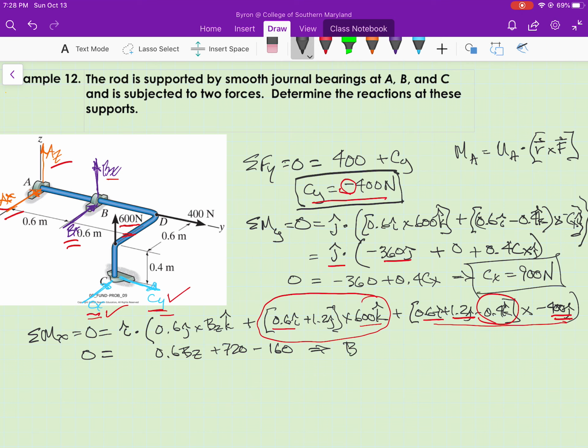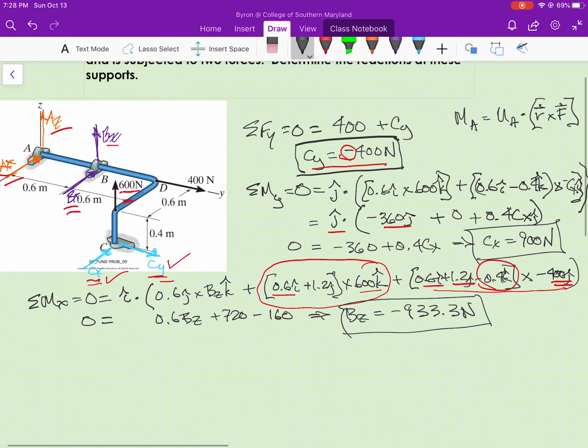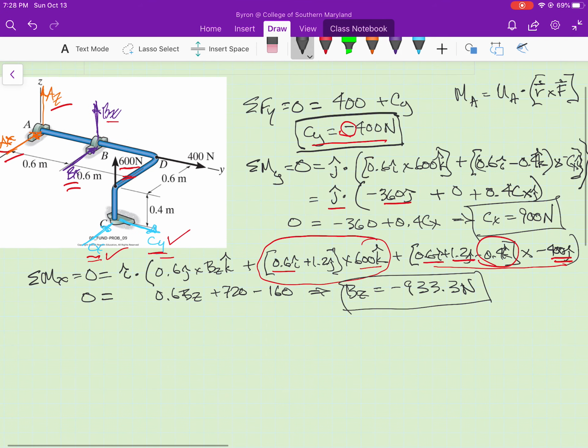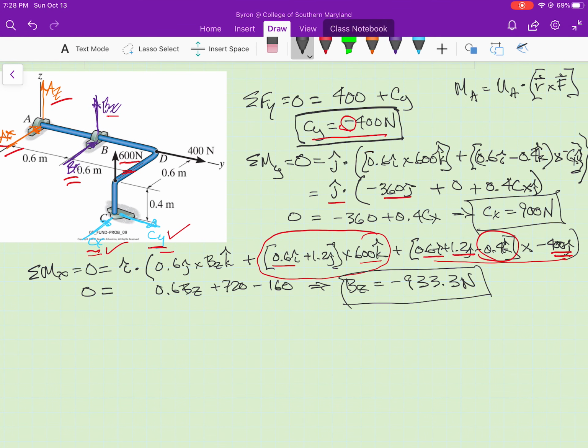equals, when you do the math, negative 933.3 newtons. Okay, so I assumed the wrong direction for B sub z also. But I'm going to leave the free body diagram like it is, and remember that B sub z is acting in the negative direction. Okay, halfway there. These problems can be pretty involved. You have to keep your wits about you and do a lot of bookkeeping here.